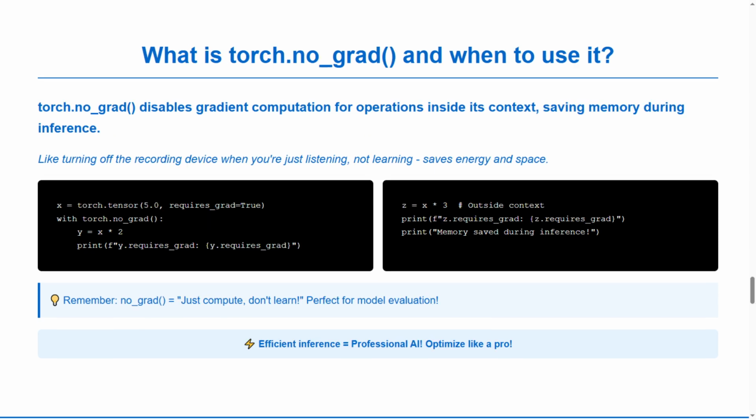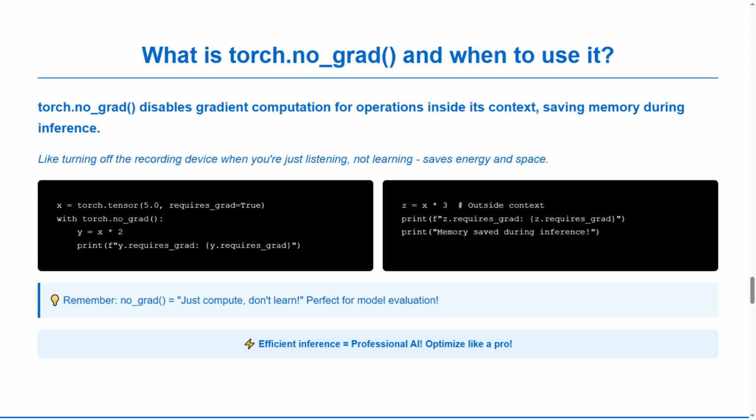Our 11th question is, what is torch no grad and when to use it? Torch no grad disables gradient computation for operations inside its context, saving memory during inference. Like turning off the recording device when you're just listening, not learning, saves energy and space. Remember, no grad equals just compute, don't learn.